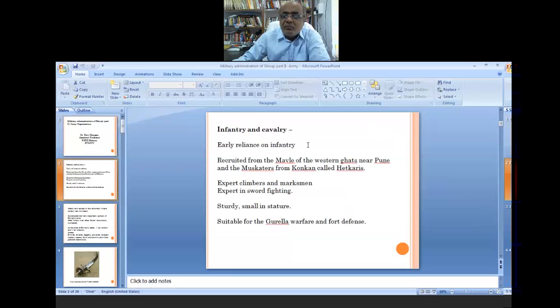Early on he relied mostly on infantry, and he recruited Maules for his infantry. We have discussed Maules. The people of that mountainous region surrounding Pune in the Western Ghats were known as Maules, and he also recruited certain musketeers. Musketeers means, do you understand the meaning of musketeers?